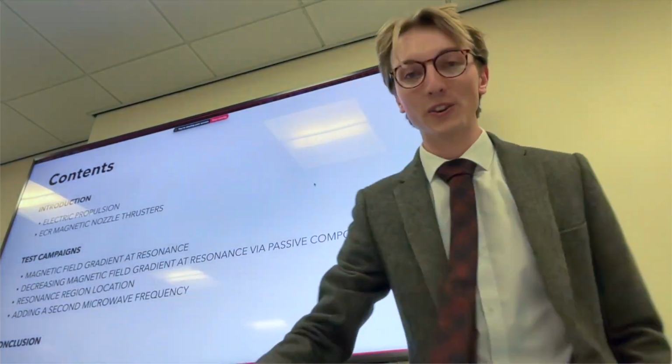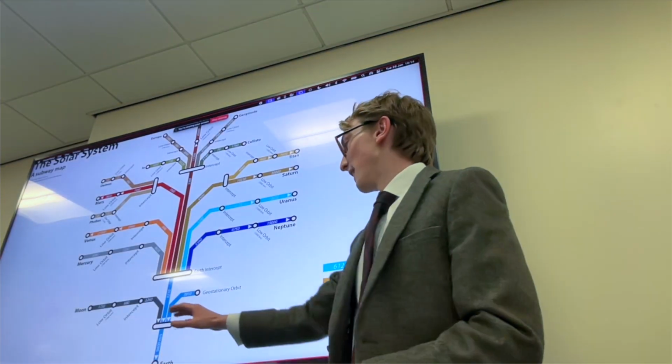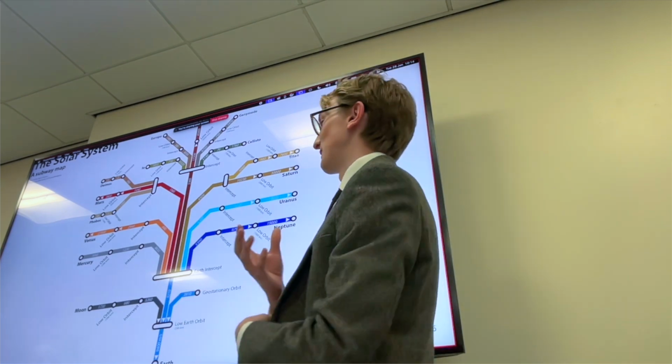And then I'll finish with a conclusion. So this is a graphic I like to start off with. It's a subway map of the solar system. And if you see at the bottom here, we have Earth. And this diagram kind of explains how you get around the solar system in a spacecraft.